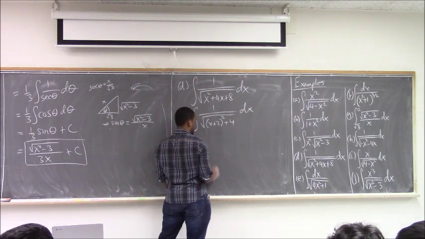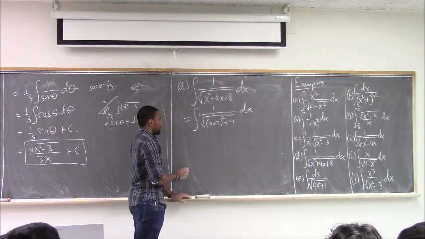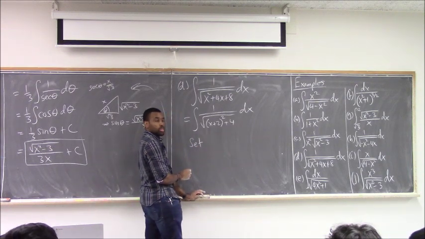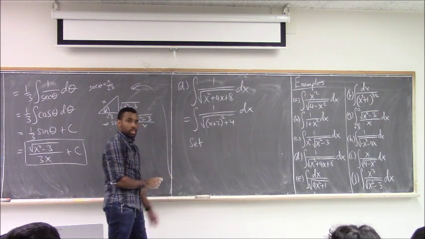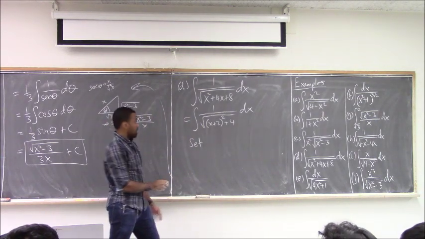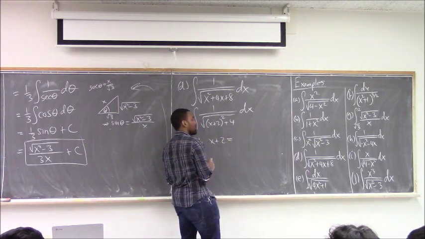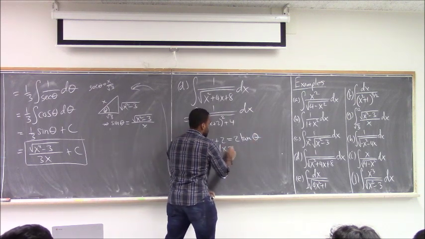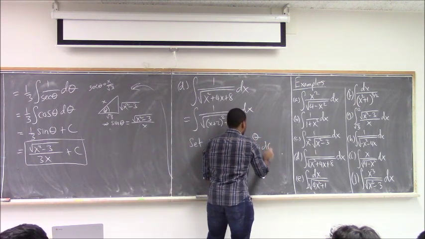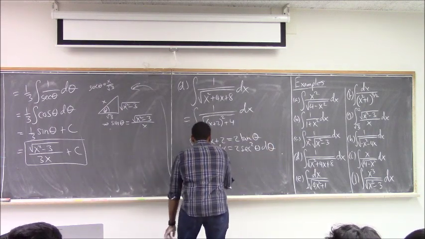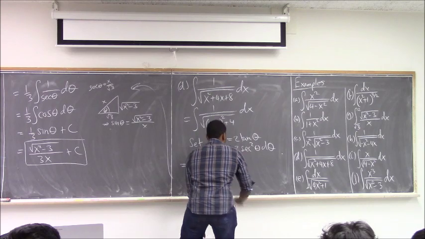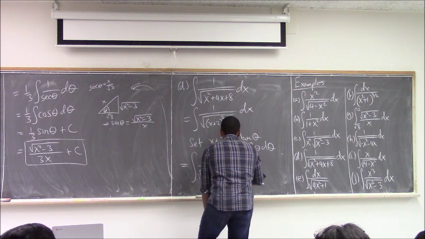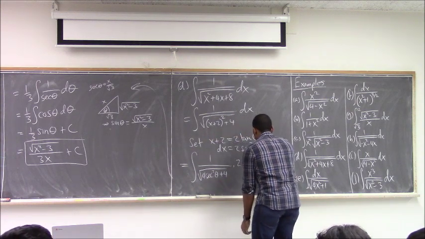How can I take advantage of that? Yeah, 4 is equal to 2 squared. So that's the a, your a is 2, so what are you going to do here? X plus 2 equals 2 tangent. So my dx is going to be 2 secant squared theta d theta, and I'm going to plug that all in. So this would be the radical of 4 secant squared theta is 4 times my dx is 2 secant squared theta d theta.